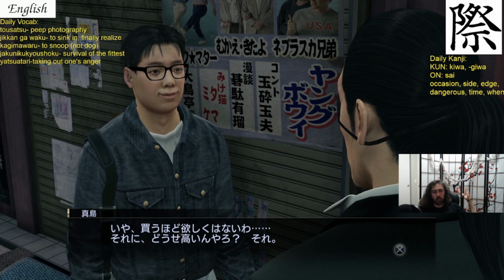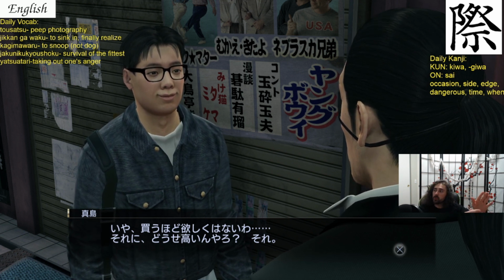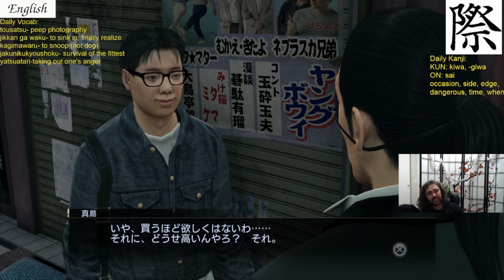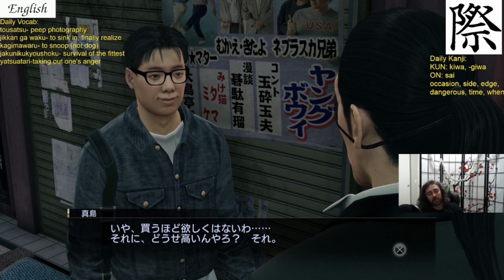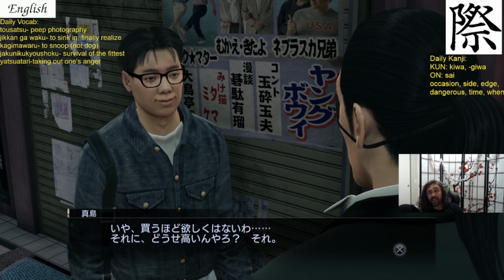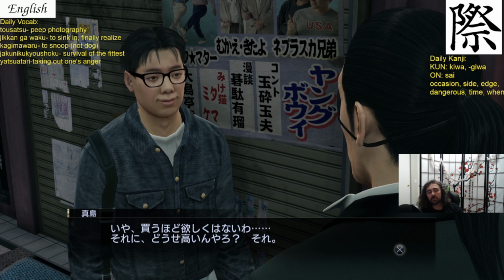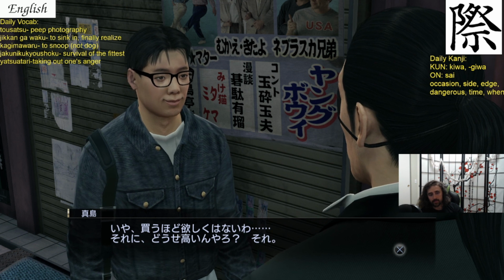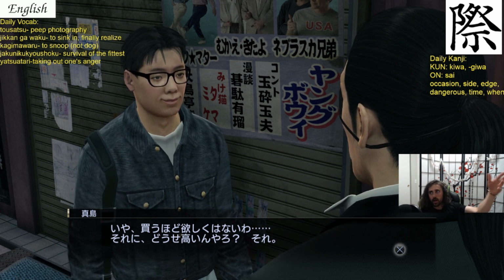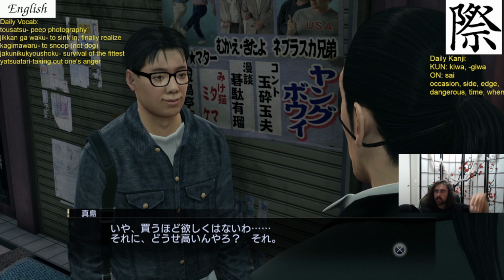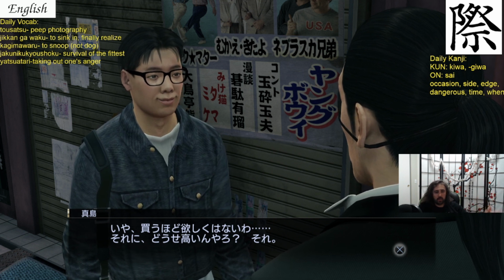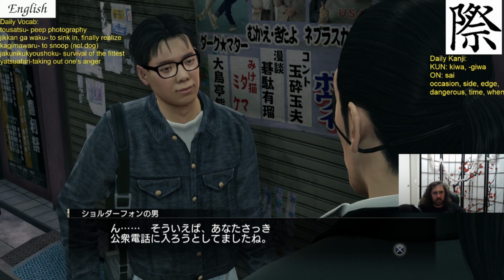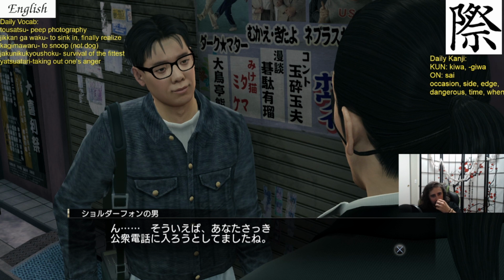He's like, I don't want it. Oh, this is a good use of hodo, right? To the extent that you want to buy it. He's like, I don't want it, I don't need it, or I don't want it to the extent that I'll buy it. Kau hodo. Kau to buy, hodo to the extent of. I don't want it enough to buy it, but そういえばあなたさっき you were just gonna enter the public telephone.